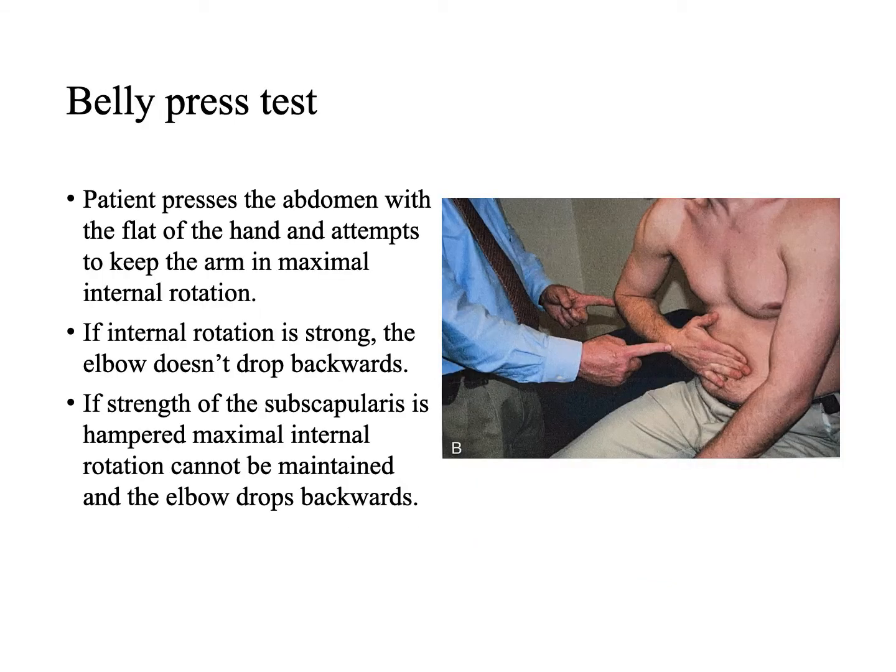Then there is the belly press test. The patient presses the abdomen with the flat of the hand and attempts to keep the arm in maximal internal rotation. If the internal rotation is strong, the elbow doesn't drop backwards. If the strength of the subscapularis is hampered, maximal internal rotation cannot be maintained and the elbow drops backwards.